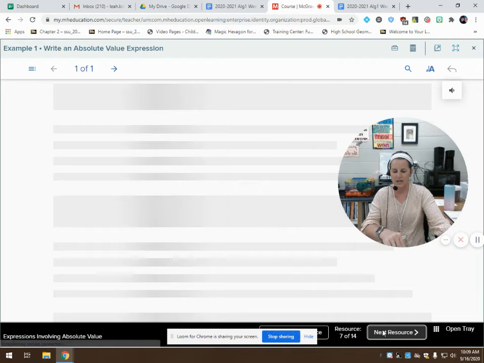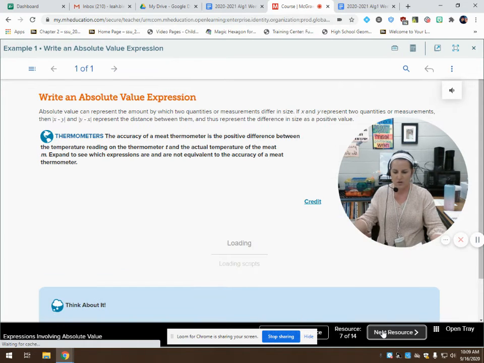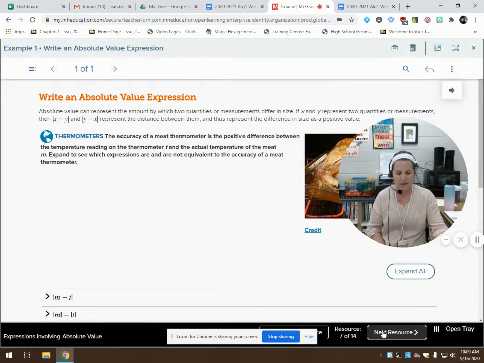So example 1 in your workbook, if you're following along, is on the bottom of page 45. It says the absolute value can represent the amount by which two quantities or measurements differ in size. If x and y represent two quantities or measurements, then the absolute value of x minus y represents the distance between them, and thus represents the difference in size as a positive number, because all of that is inside the absolute value. So it's going to come out as a positive.